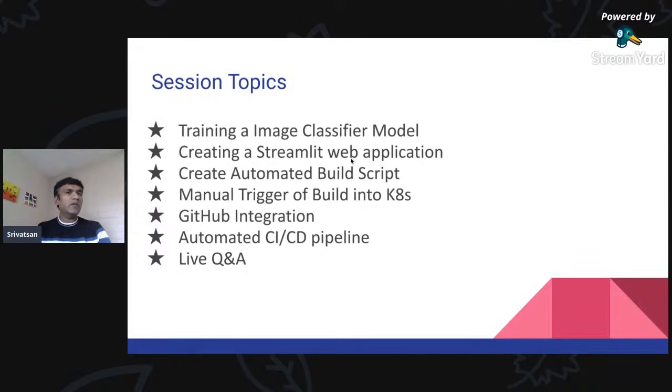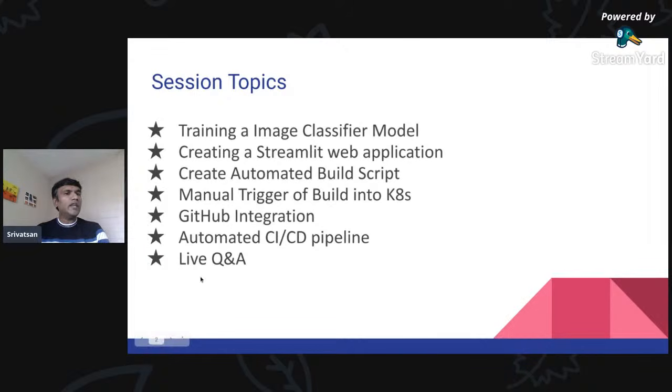Then I'm going to create a Streamlit web application of the trained model that we have built. Finally, once I have the Streamlit web application, I'm going to do an automated build script. Typically, when you deploy a model, you need to take the model, integrate it with your GitHub repo, package it, and put it on either a serverless environment, or on a Kubernetes environment, or it can be your own virtual machines or physical infrastructure. So we are going to see how we can automate the build process. I'm going to manually trigger the build into Kubernetes, and then I'm going to do a GitHub integration and finally show an automated CI/CD pipeline.